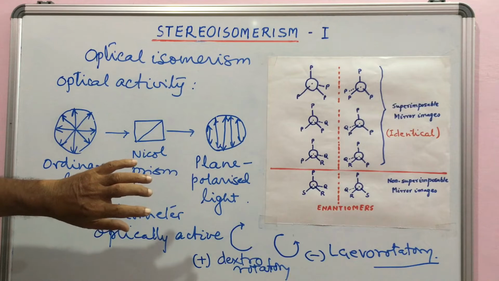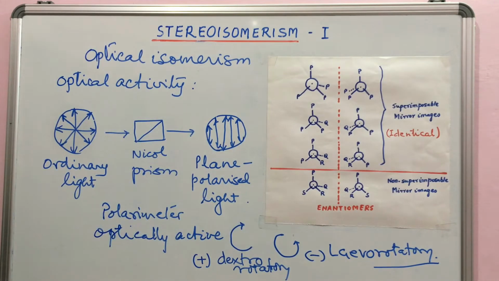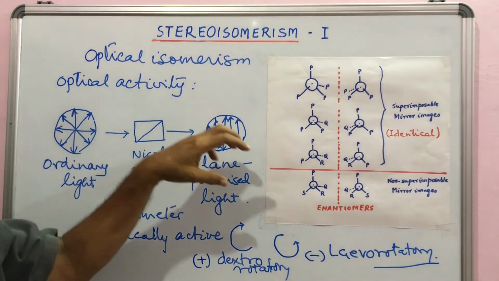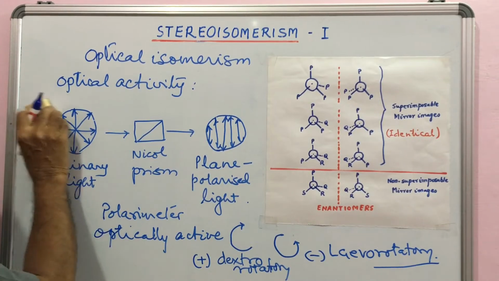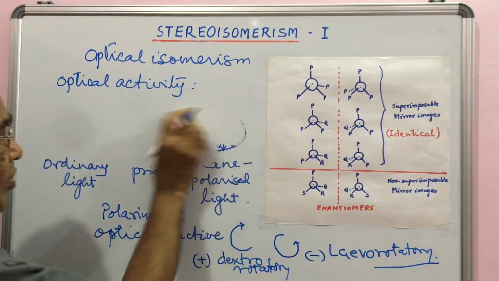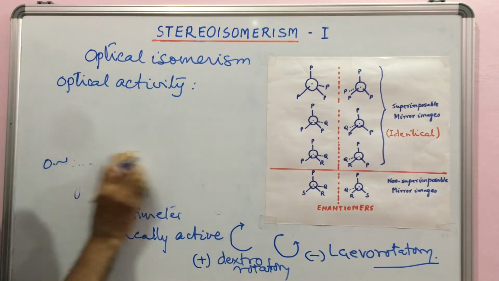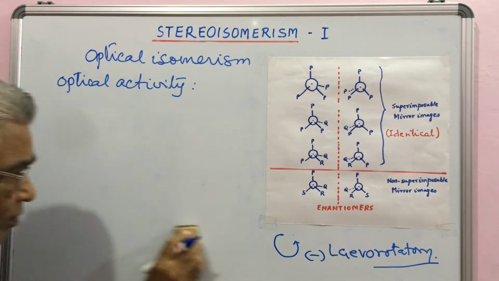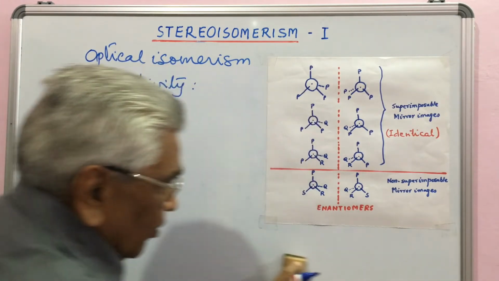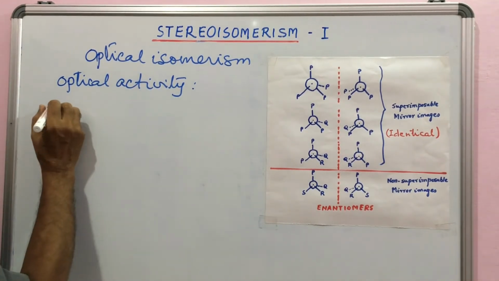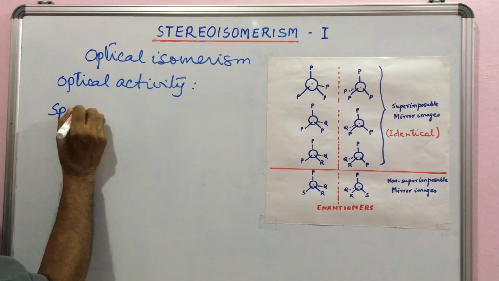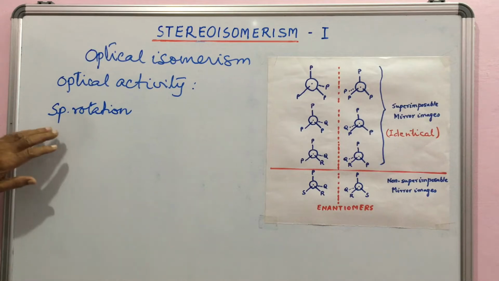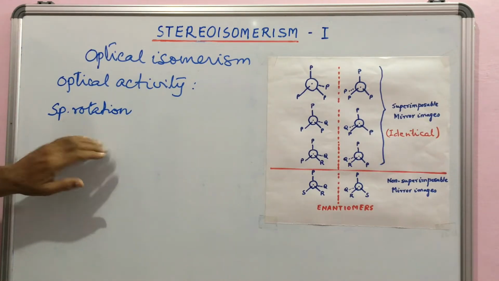So, the extent of rotation depends upon the concentration of the compound in the solution, and the length of the path through which the light is being passed. So to have a standard value of rotation, the term specific rotation is used. It is characteristic of each optically active compound.